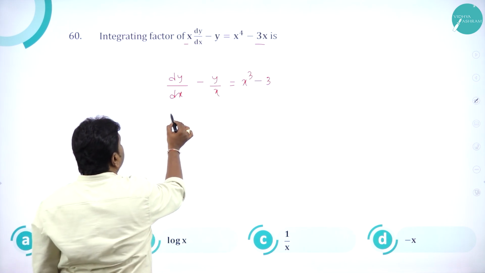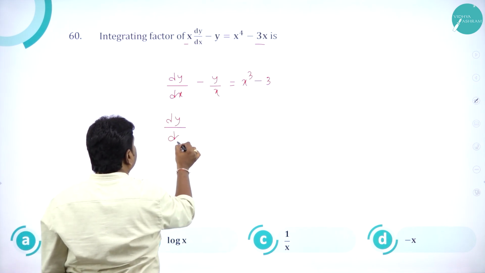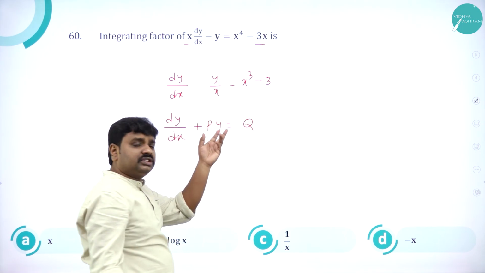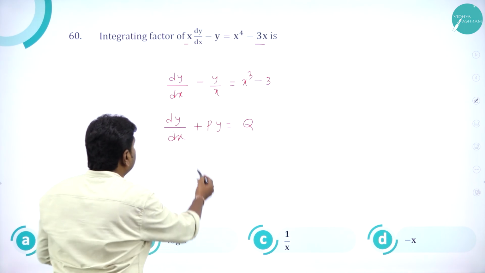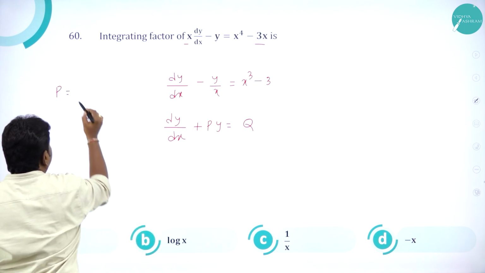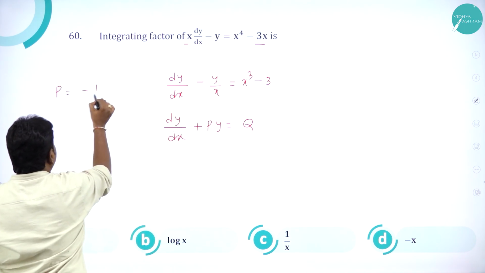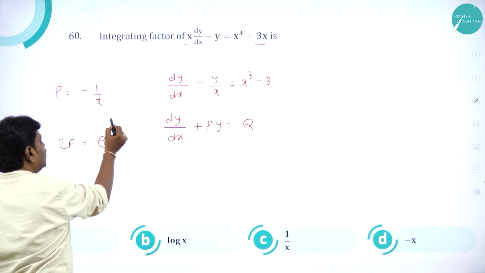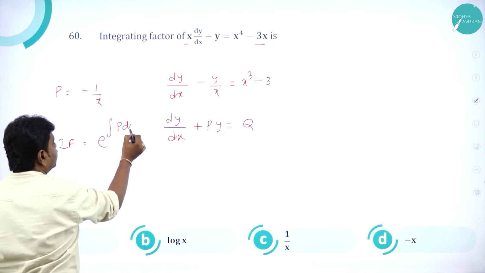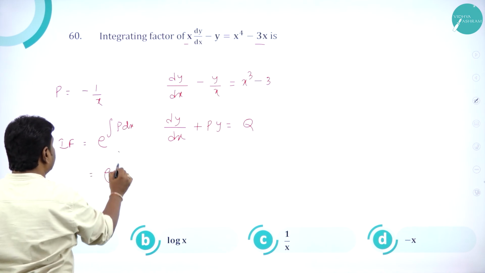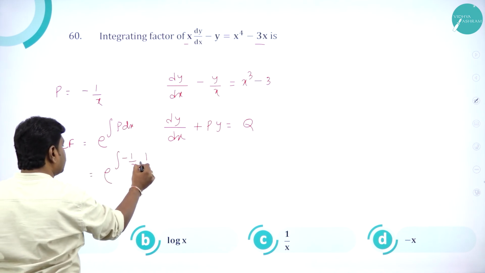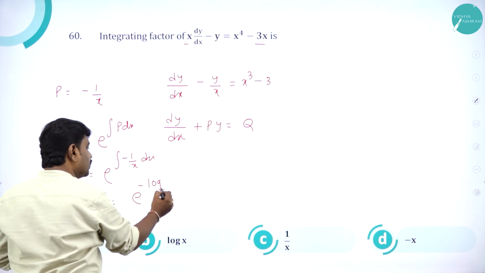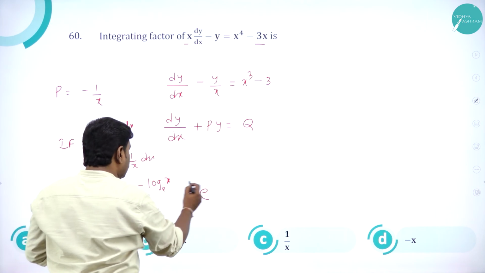Now it is in the form dy by dx plus py is equal to q. P and q should be constants or functions of x. So now what is p from this? By method of comparison, p is what? Minus 1 by x. What is the integrating factor? e power integration of p dx. That will give you e power integration of minus 1 by x dx. You know what is integration of minus 1 by x? Minus log x.